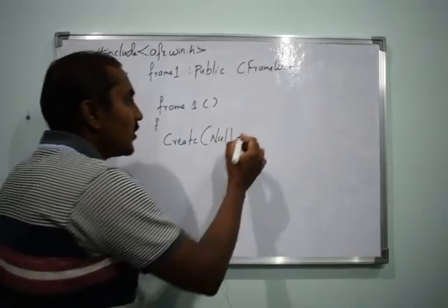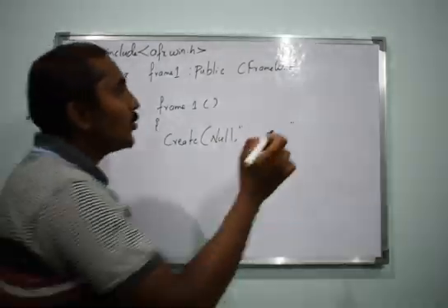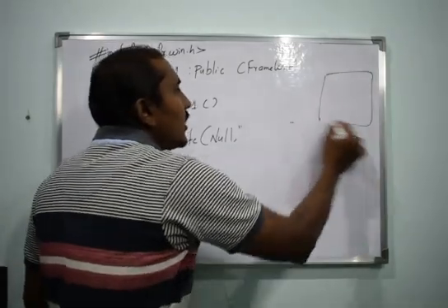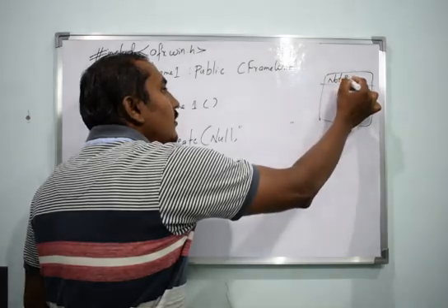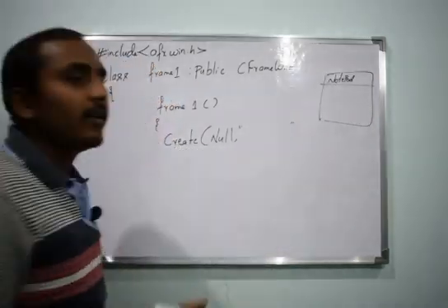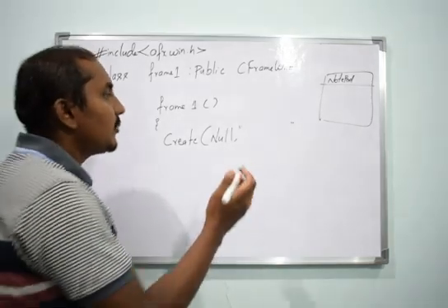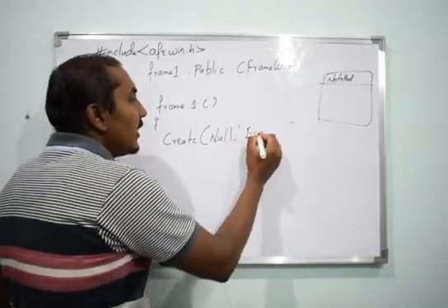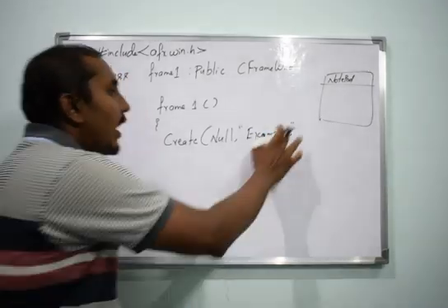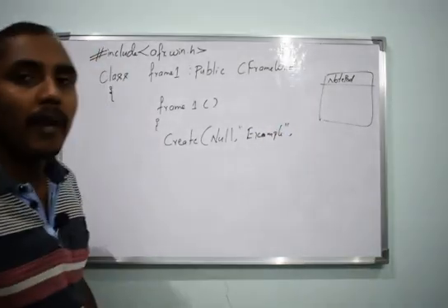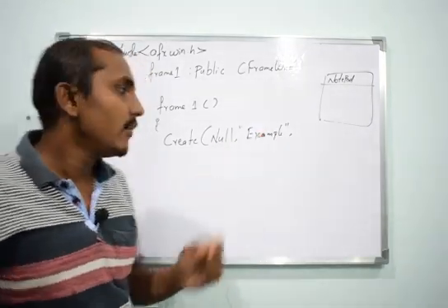Now after this, I want to give some title to my frame. As you know, in any window that you see, if you say Notepad, you will have a word called Notepad. That Notepad is nothing but the title of that window. So I need to give some title. I will give the title as, say, example. So I have finished with two parameters: first will be null, second will be example, which will be the title of the window.